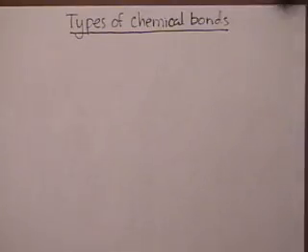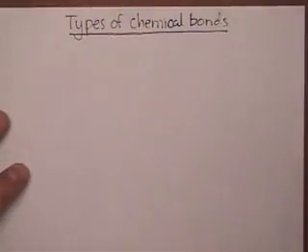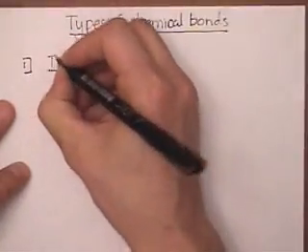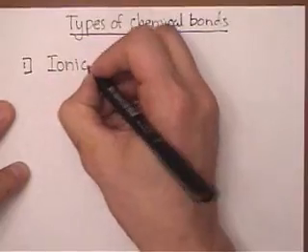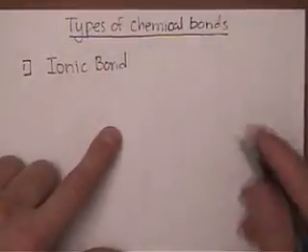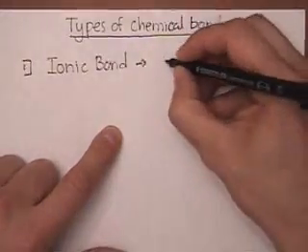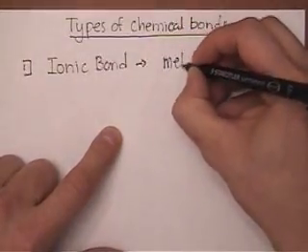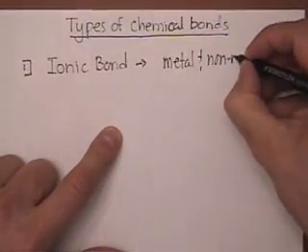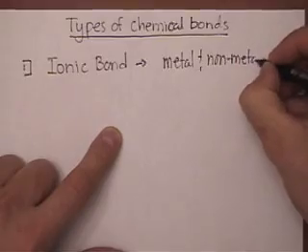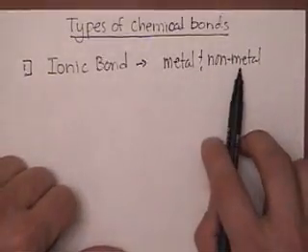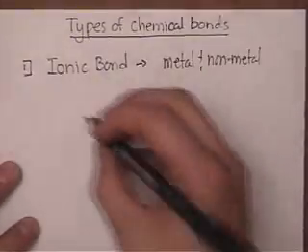Okay, let's look at the types of chemical bonds. There are three that we're going to do. The first kind is called an ionic bond. An ionic bond occurs between a metal and a non-metal. So you look at your bond, you identify what the left one is, if it's a metal, and if the right one's a non-metal, then it's an ionic bond.